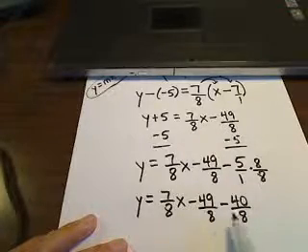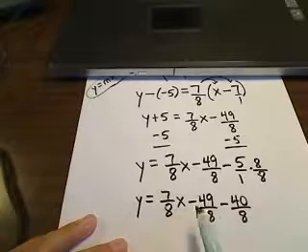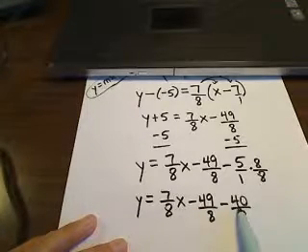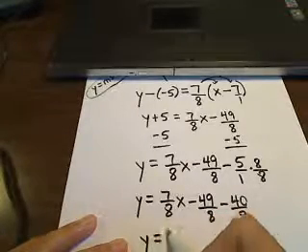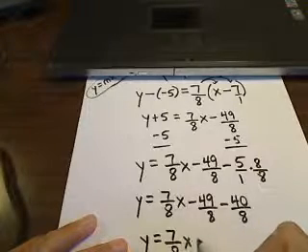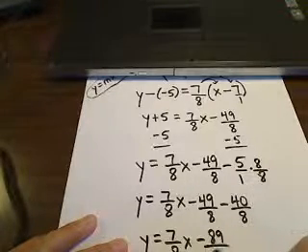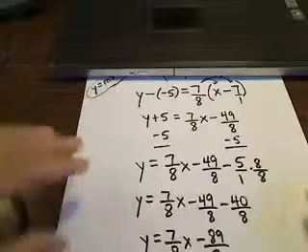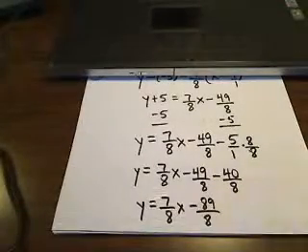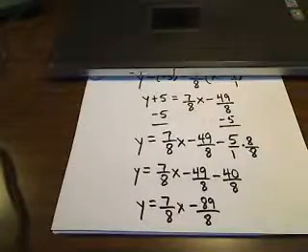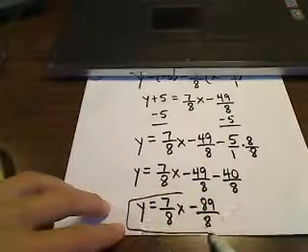Now that I have common denominators, I can bring the numerators together. So I can add the negative 49 and the negative 40, and I would get a negative 89 over 8. And if that reduced, I would want to reduce it. I don't see it reducing, so that would be the answer that you would plug in.